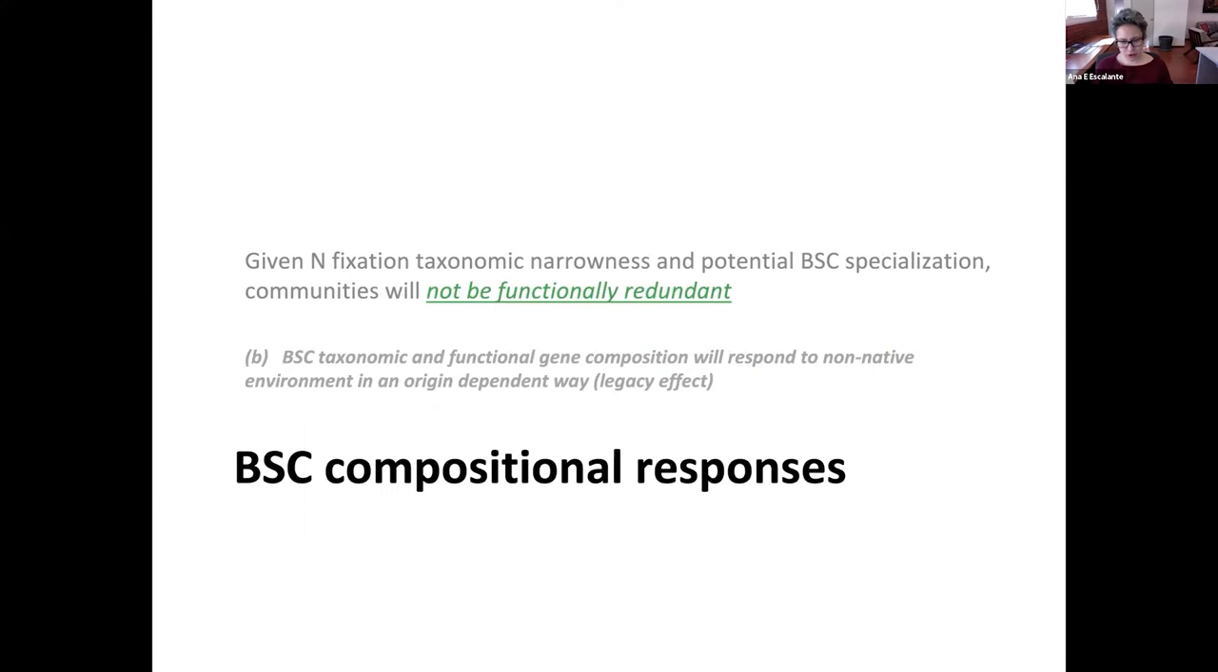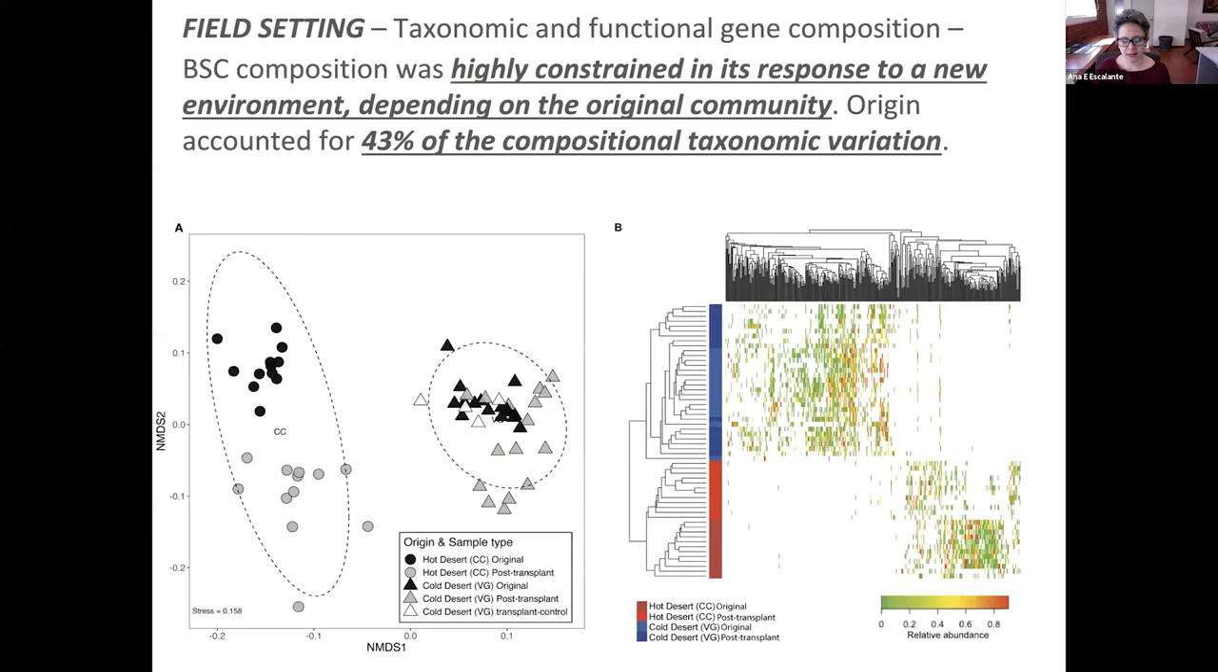For the second part of the results, in terms of compositional responses, we see that both taxonomic and functional gene composition responded to non-native environments in an origin-dependent way, or the legacy effects. And here I am showing you the results from the reciprocal transplant experiment. On the left-hand side, you can see in circles the hot desert samples. The original samples are in dark, and the post-transplant samples are in light gray. For the cold desert, the dark and light is the same. The dark is the original, and the gray is the post-transplant experiment. But in this case, there are the triangles.